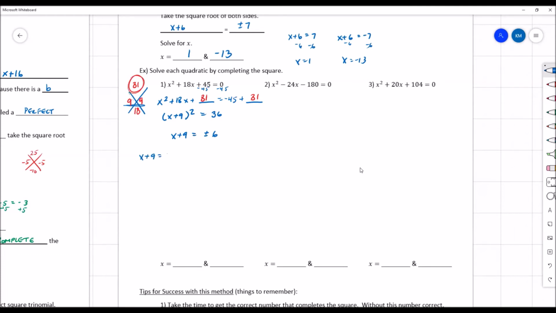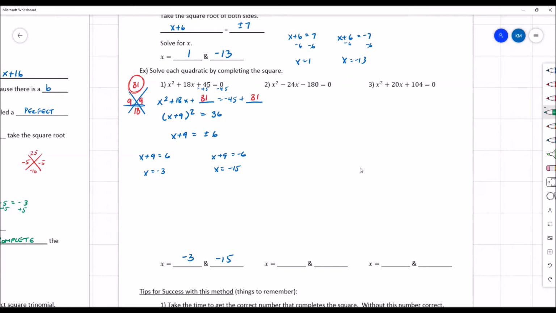x plus 9 equals 6. x plus 9 equals negative 6. Subtract 9 from both sides. x equals negative 3. Subtract 9 from both sides. x equals negative 15. Negative 3 and negative 15. Okay, second problem here.